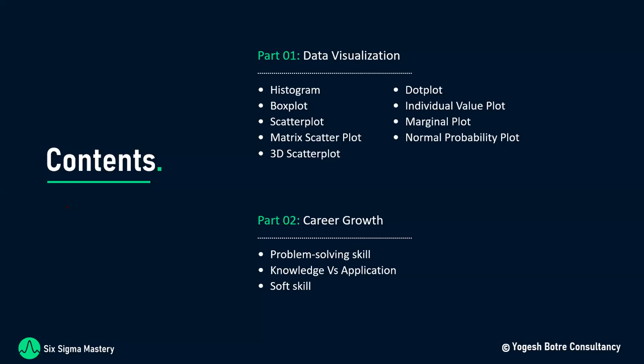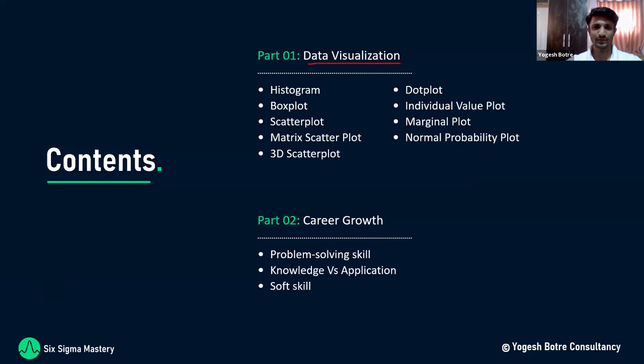Now, today's content, what we are going to cover today. Today we are going to talk about two things. First is data visualization, and there are various graphical tools that we are going to see, including histogram, box plots, scatter diagrams, matrix scatter diagrams, 3D plots, dot plots, individual value plots, marginal plots, and normal probability plots. It is going to be a lot of useful content. We are going to see some practical examples in Excel and Minitab. A few tools we are not able to do in Excel because we need to calculate some statistical values, so for that purpose we go to Minitab. But I'll tell you how to use a few tools in Excel as well, which is relatively easy.